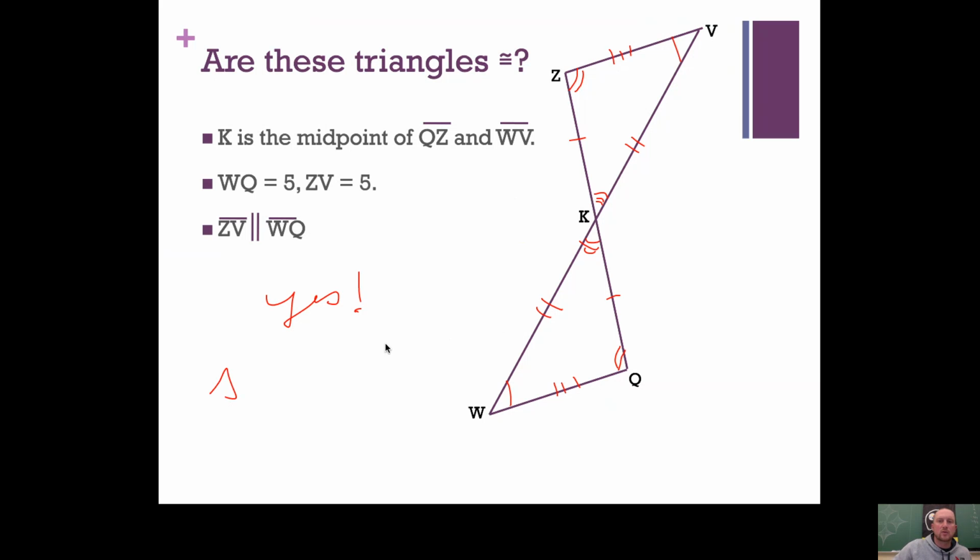Let's name this top triangle. I'll name it VZK. It's congruent to this bottom triangle. What goes with V? W does. What goes with Z? And K goes with K. You have 6 pairs of congruent parts, so your triangles are congruent.